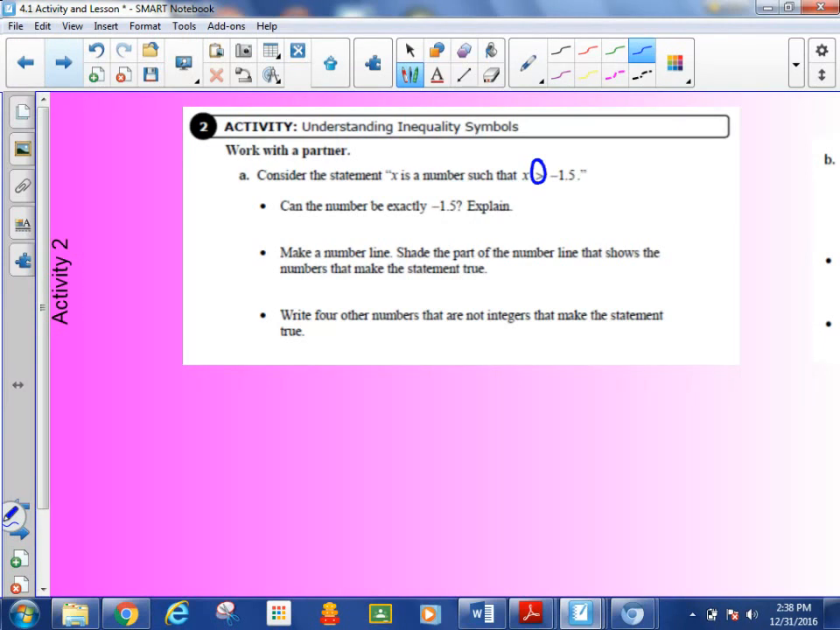Can the number be exactly negative 1.5? Well, no. Why? Because x has to be bigger or greater than negative 1.5.